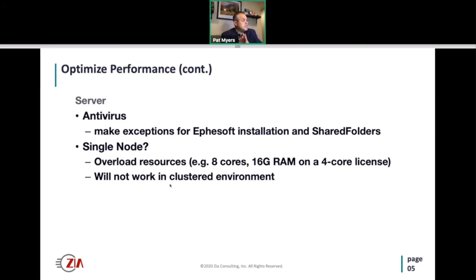And this is something that not everybody knows about or is doing, but if you have a single node, meaning that you have one Ephesoft server, so you don't have a clustered environment that is load balanced for DR or HA, overload it. If you have the resources, throw 8 cores on a 4-core system, or 16 on a 12, or whatever you have. That gives you more overhead for the operating system, and reduces contention between Ephesoft and the operating system.